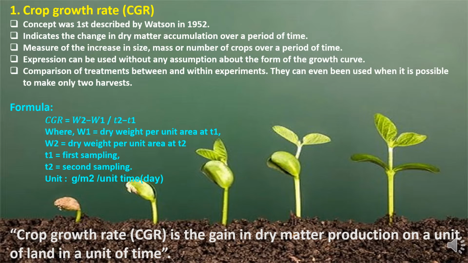The formula of CGR, crop growth rate, is defined as W2 minus W1 divided by T2 minus T1, where W1 is equal to dry weight per unit area at first sampling T1, W2 is equal to dry weight per unit area at T2, second sampling. T1 refers to the first sampling and T2 refers to the second sampling. And the unit of CGR is gram per square meter per unit time. It may be day.